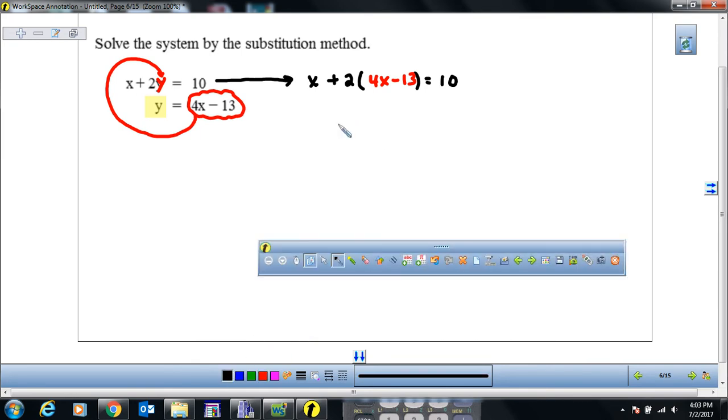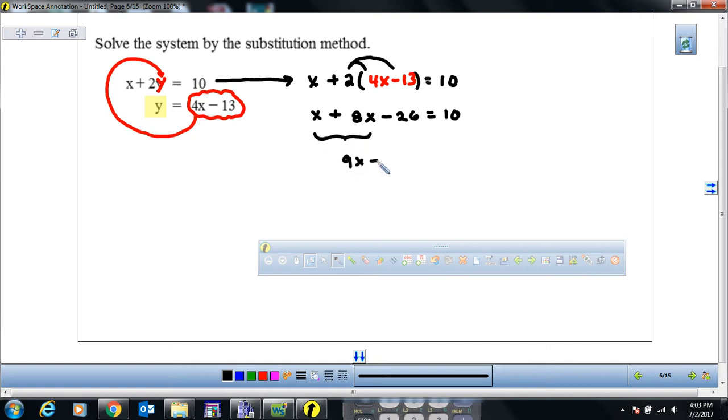So then step number 3 tells you that you need to solve the new equation for the letter that is left. You see that you have only x, so you're going to solve it for x. If I want to solve this equation for x, the first thing is that I need to distribute this parentheses. So it's going to give me x plus 8x minus 26 equals 10. Then we can combine like terms. That's going to be 9x minus 26 equals 10.